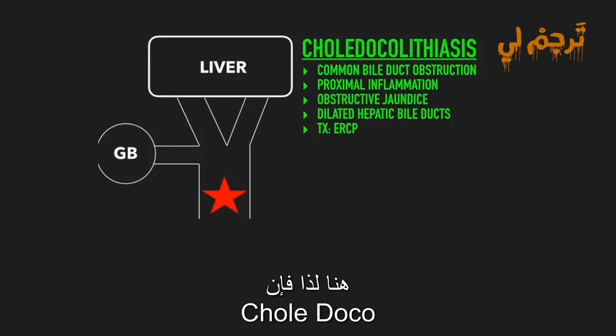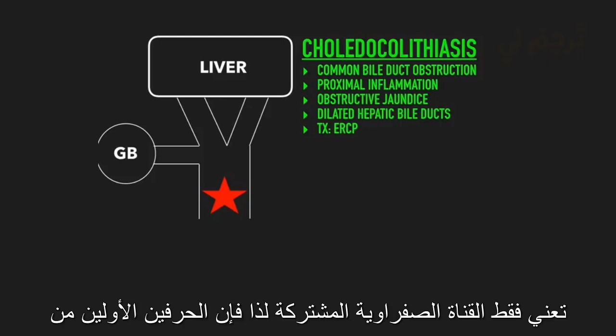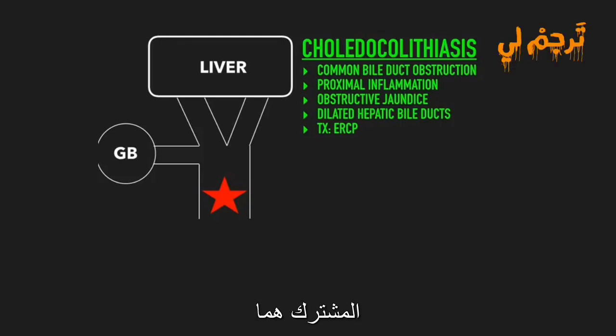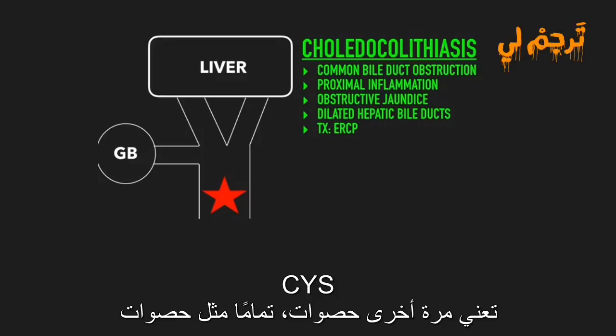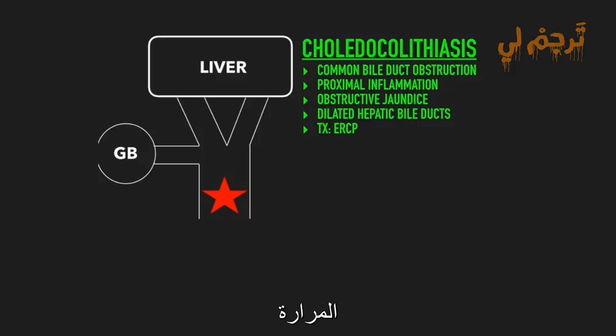So choledocho just means common bile duct. The first two letters of common are CO. So choledocholithiasis: co for common bile duct, and then lithiasis again means stones. Just like cholelithiasis meant stones in the gallbladder, choledocholithiasis means co-lithiasis, common lithiasis. So that's where this comes from. This is a common bile duct obstruction.